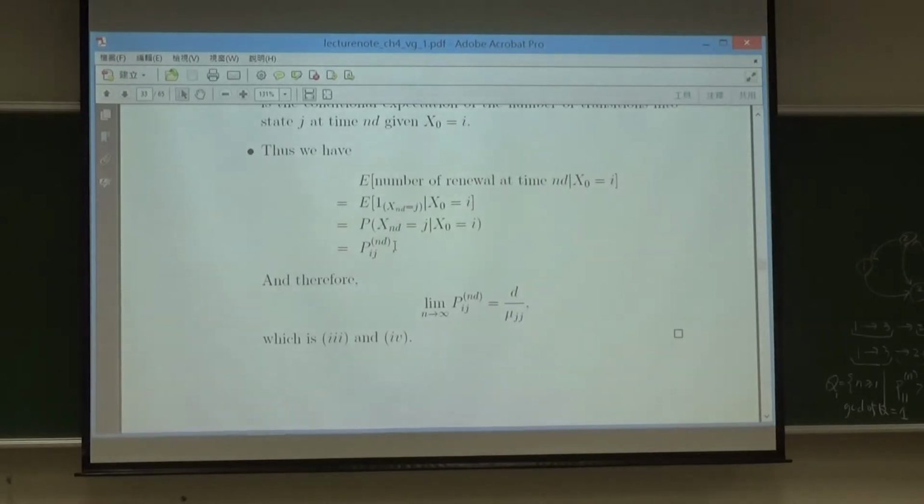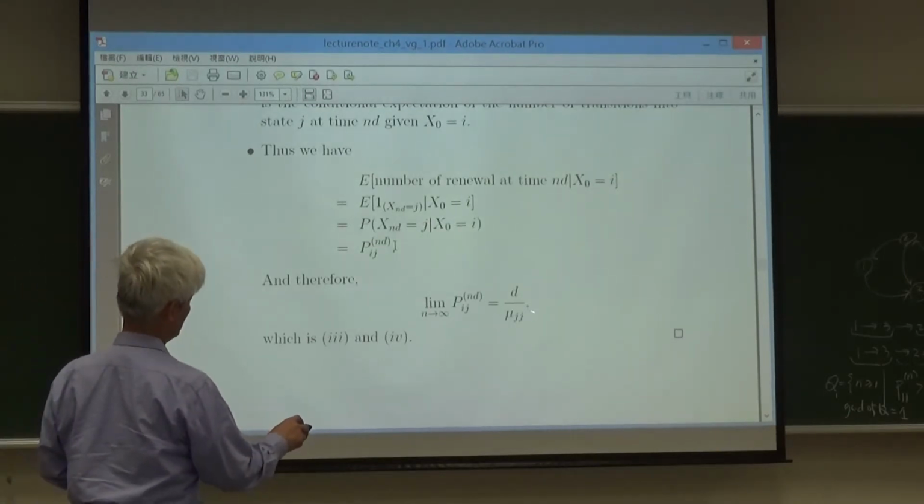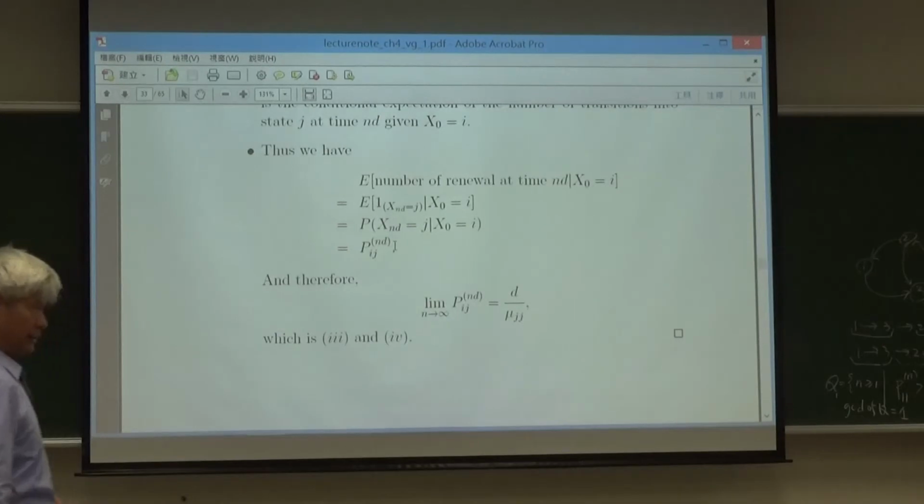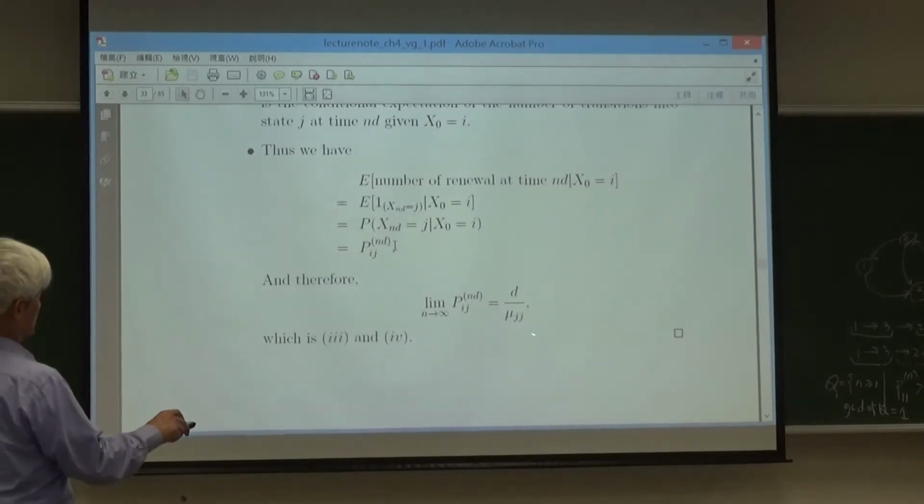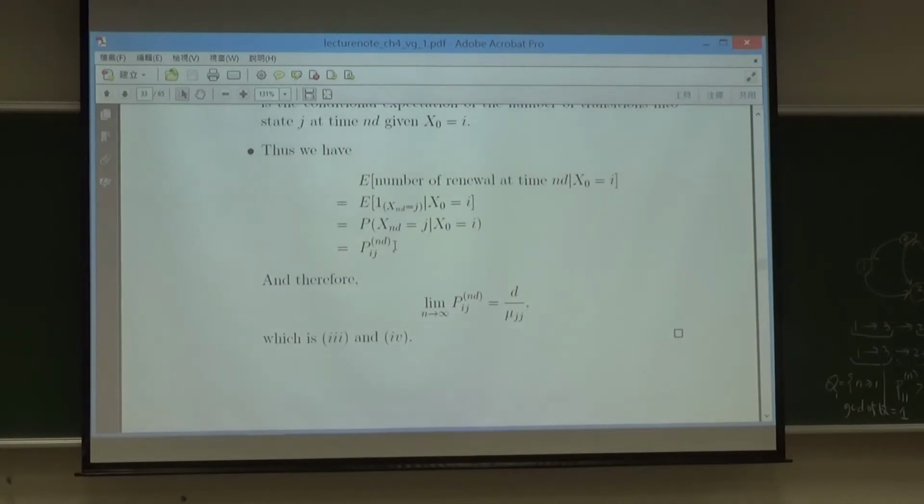That's of course, unless what? Unless this is infinite, it's possible. If we have null recurrent state, right? If it is transient, it is 0. Even though it's recurrent, if it's null recurrent, then mu JJ is infinite, because we define null recurrence as the expected time to return back to J being infinite. So it's possible to go to 0, but in a finite number of multiples of D it is positive, and it just declines to 0 asymptotically.